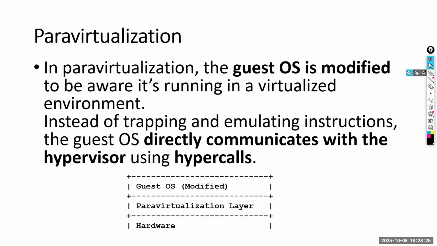So the difference is again on top of the hardware you install the virtualization software, but now on top of the virtualization software, if it is para virtualization, you can't install normal OSs, general OSs. You need the customized or modified OS, customized for virtualization. So that is why we say para virtualization. This is not full virtualization.